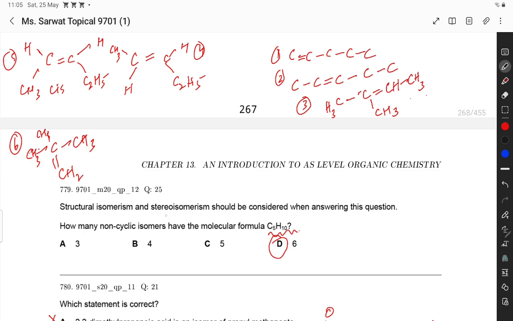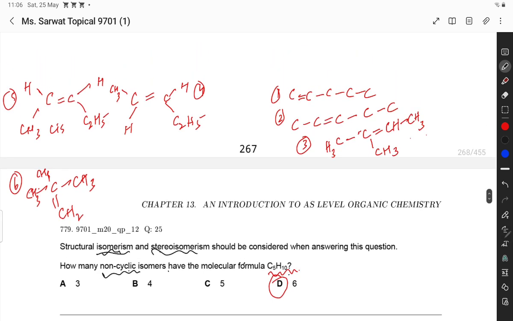Next question: structural isomerism and stereoisomerism should be considered when answering this question. How many non-cyclic isomers have the molecular formula C5H10? Non-cyclic isomers: structural can be there, and stereoisomers should be considered. So look at here, I have drawn these different isomers. So there are 6 isomers.